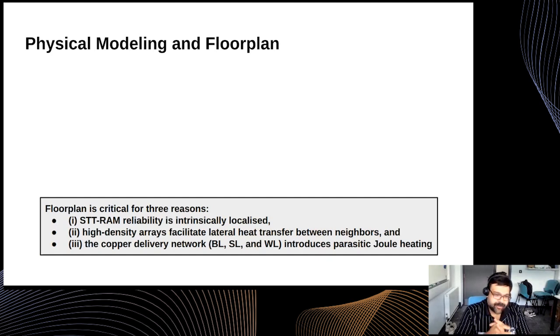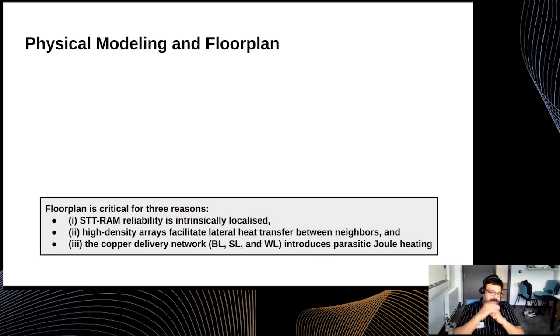The floor plan is critical for three different reasons. First, STT-RAM reliability is intrinsically localized because of the locality of reference, which you can determine by running applications at the architectural level. Secondly, high-density arrays facilitate lateral heat transfer between neighbors. And one of the most important factors is that STT-RAM or MTJ devices have very poor lateral heat transfer among peers, but still have some heat transfer, which we have modeled here.